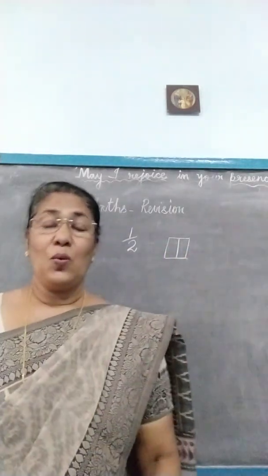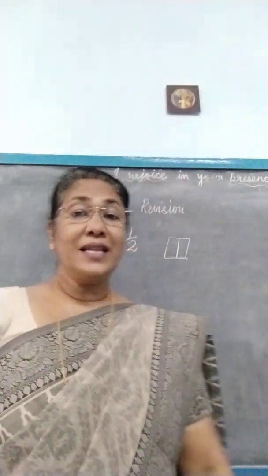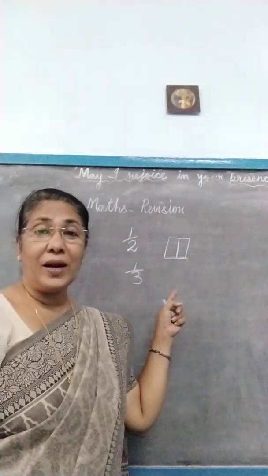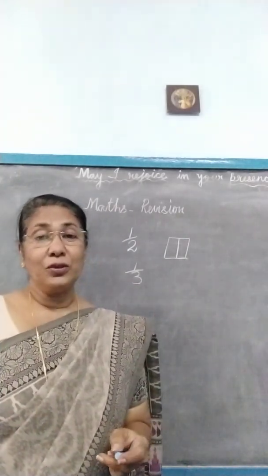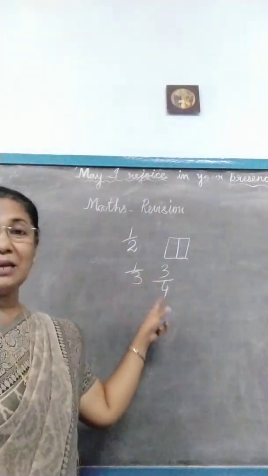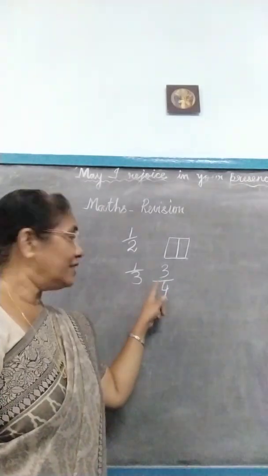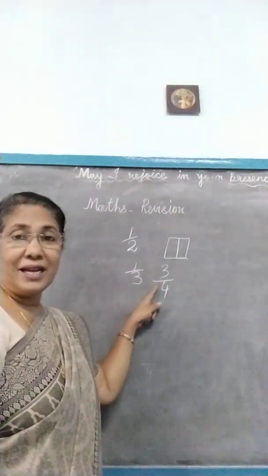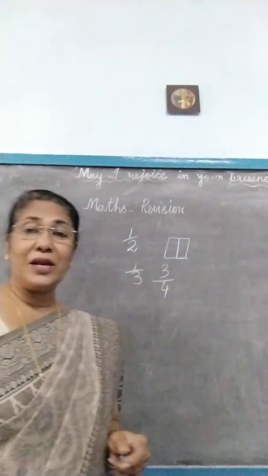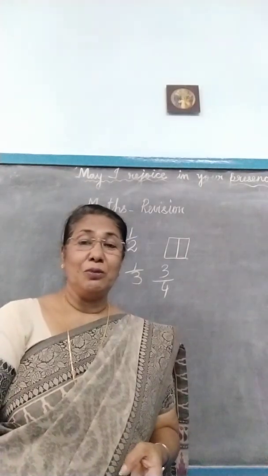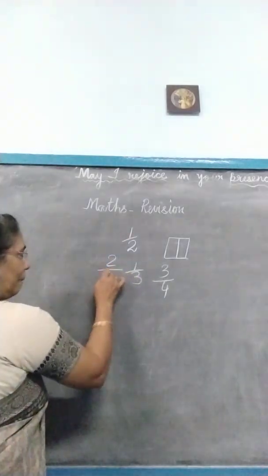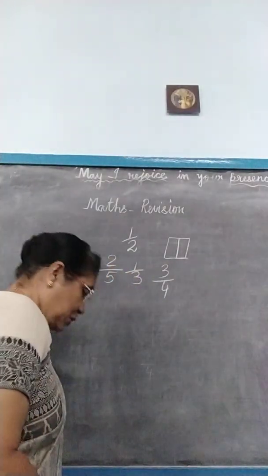Now how do you write 1/3 in fraction? 1 by 3. This is the fraction 1/3. How do you write 3/4 in fraction? 3 by 4. This is the fraction 3 by 4. Now how do you write the fraction 2 by 5? You write 2 first, then draw a line.